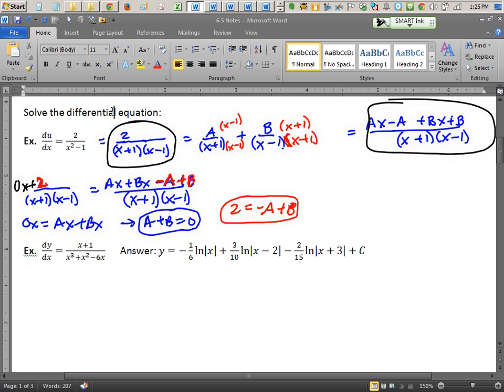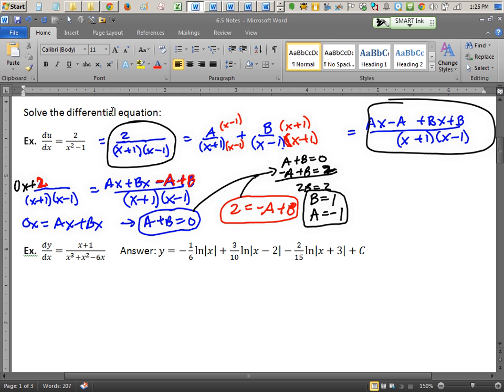Okay, so now let's take these two equations. A plus b is 0, and negative a plus b is 2. And let's just add them together and see what we get. So we get 2b equals 2. What does this tell you? B is actually 1, right? And a is actually negative 1, because a and b are supposed to add up to 0.